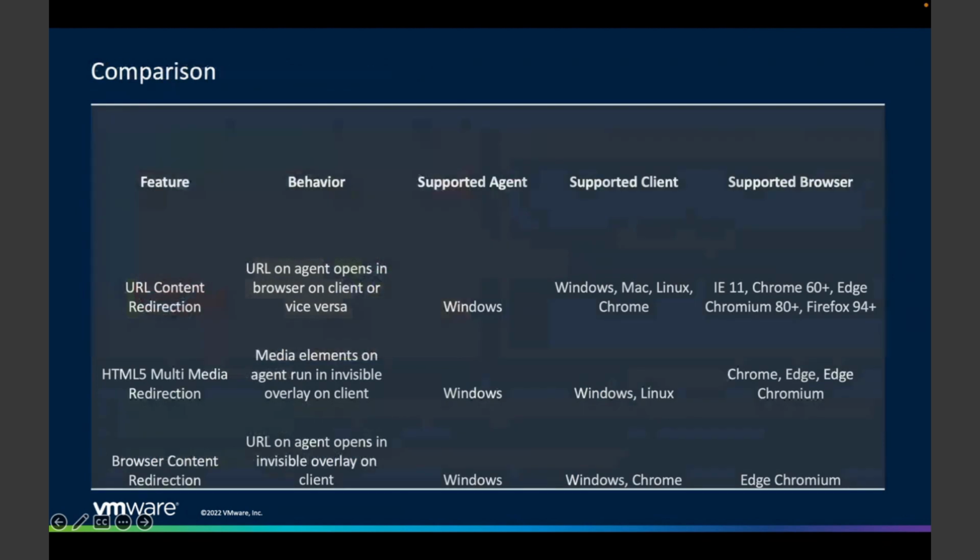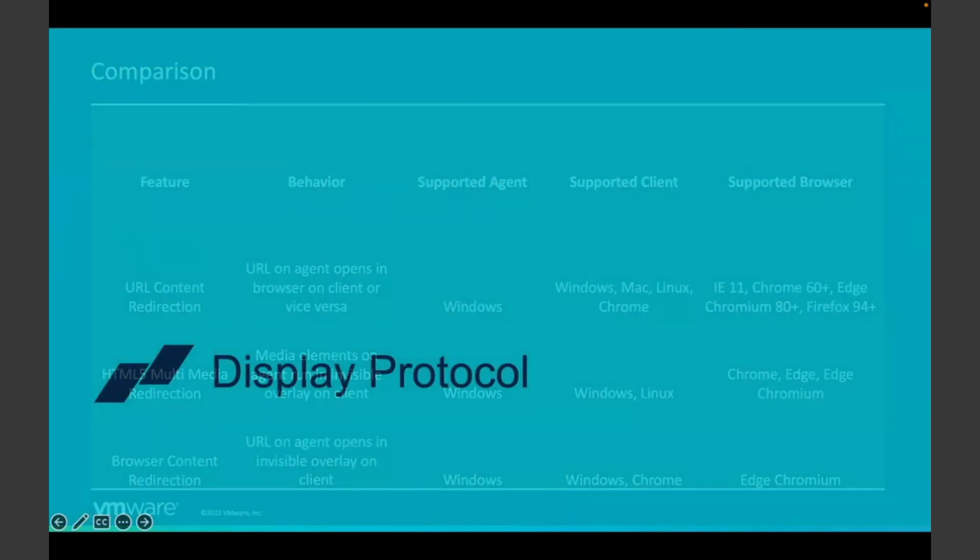Besides that, we've got one more option, called URL content redirection. What that does is it takes the URL that you hit on your agent, forwards it to the client, and opens it there in a visible browser. That can get a little bit confusing for end users, so I don't particularly like that option, but for some sites it could be the other good one. And you can watch the slides later to see what requirements we have for what.